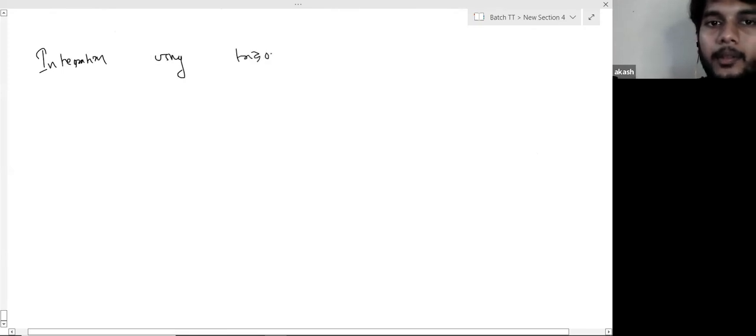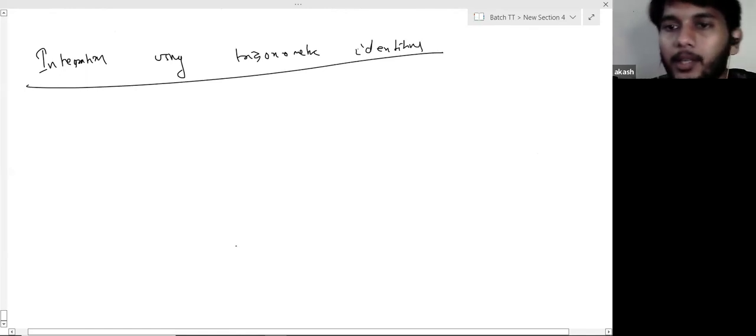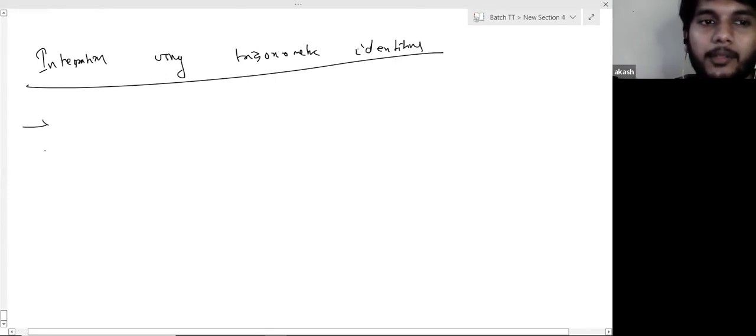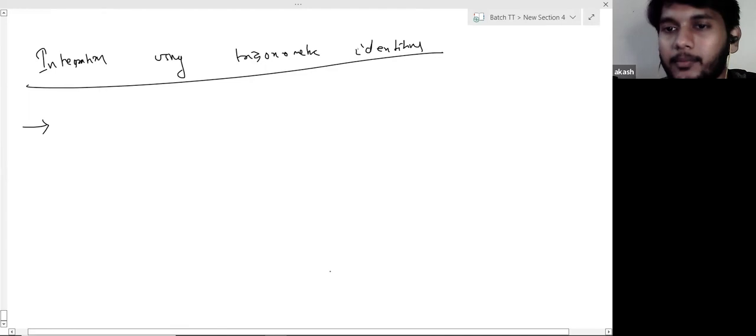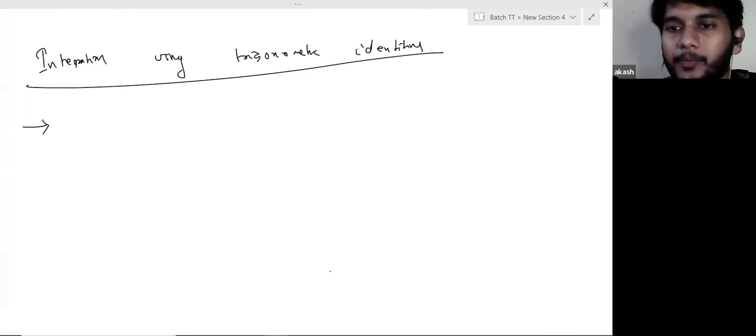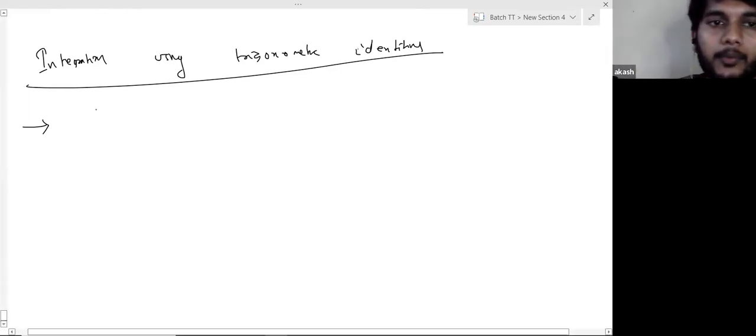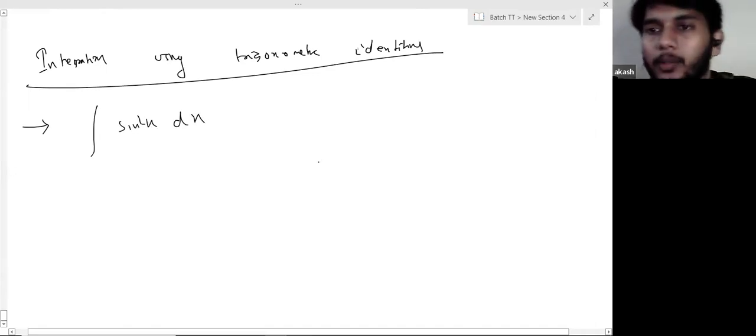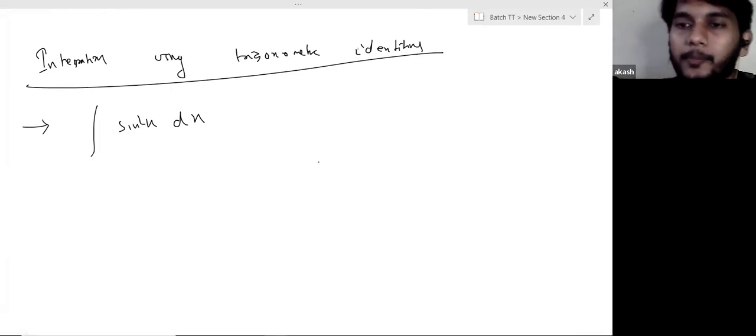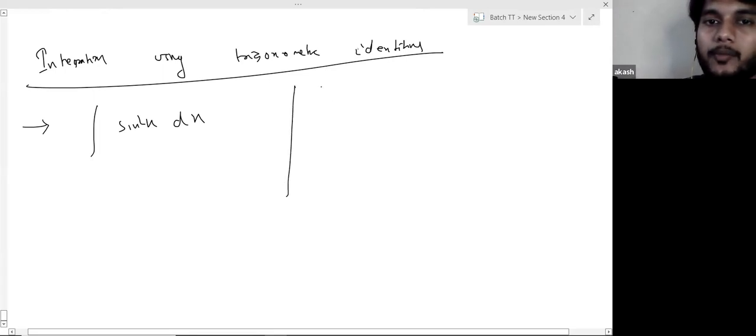Now integration using trigonometric identities. We all love trigonometry, right? Everybody loves the formulas. There are lots of questions you will be facing which will be solved using trigonometric identities, trigonometric formulas. Suppose we have to integrate sine square x dx. We know the integration of sine x, we know the integration of cos x, but we do not know the integration of sine square x. So what we can do, please write down these formulas.